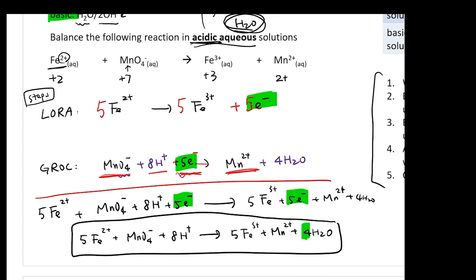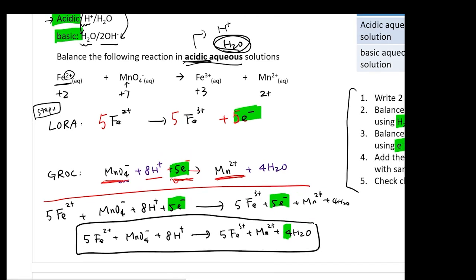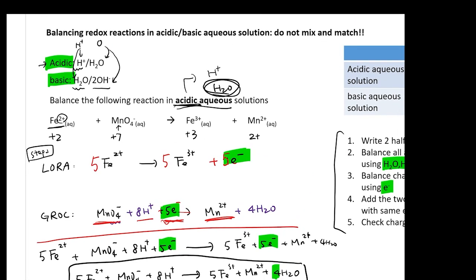If you go to the next slides, there's another example, but it asks you to balance the reaction in the basic solution. The only difference for these questions compared to this one is that the way you balance your atoms will be different, because right now it's in the basic solution. So if you want to add in protons, you use H2O. If you add in oxygens, use 2OH-.